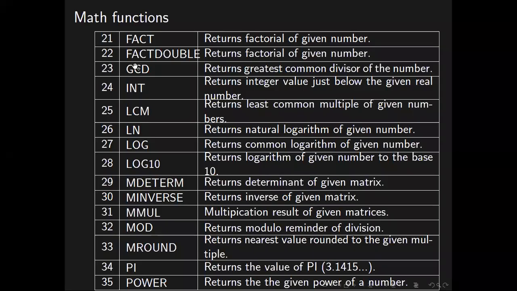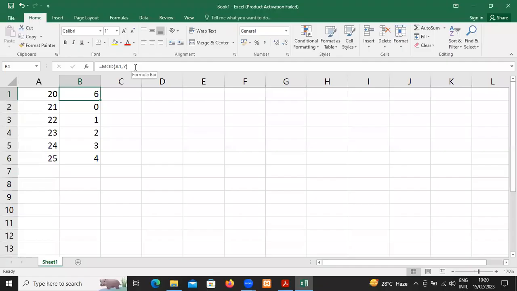Then MROUND, we have covered MROUND. Then PI. PI is simply the value of mathematical pi we use. It's the numerical value of the pi we use. It is written as equals PI, bracket open, bracket close.